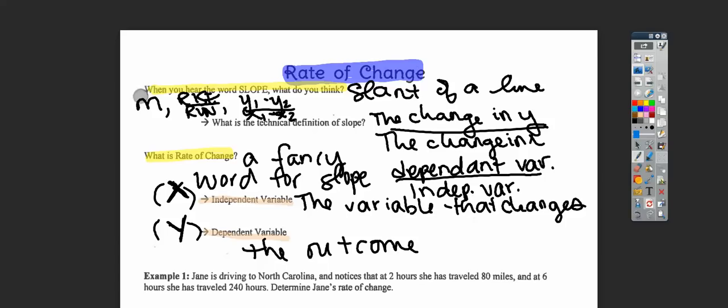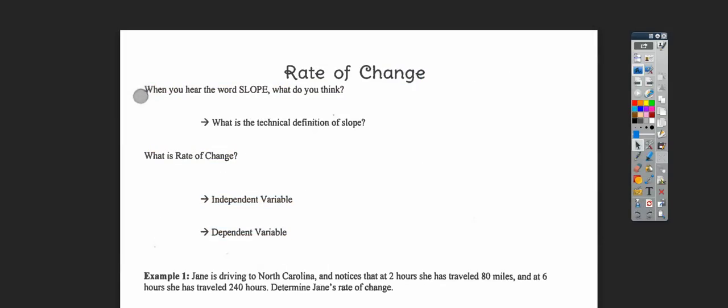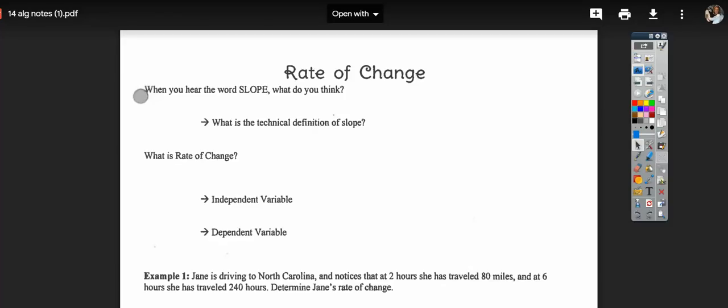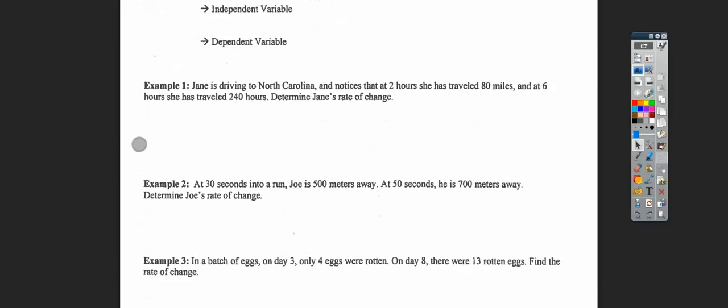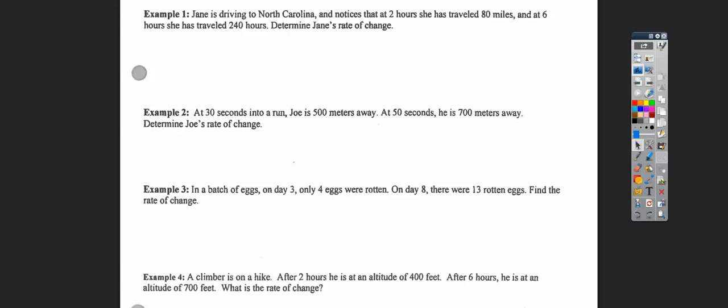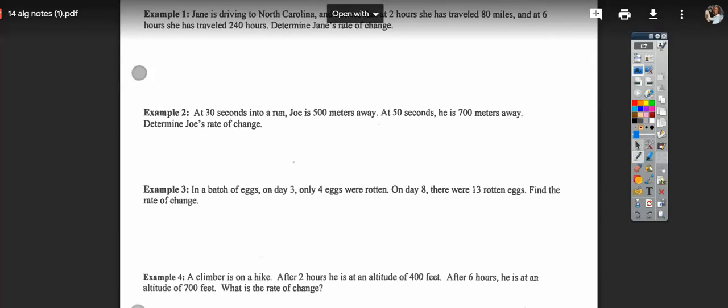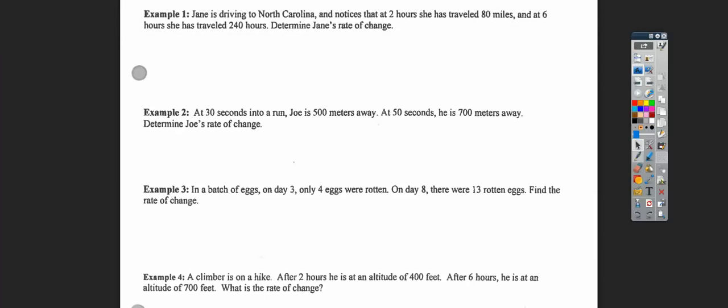Okay? So if I go ahead and start looking at some of these problems, it says Jane is driving in North Carolina and notices that at 2 hours she's traveled 80 miles, and at 6 hours she's traveled 240 miles. Determine Jane's rate of change. So I see this word, rate of change, and I just say, hey, that just means slope.